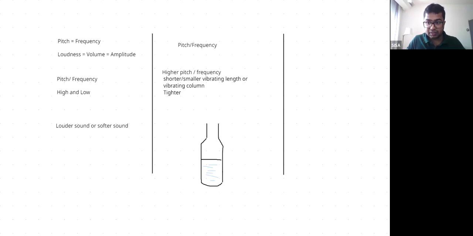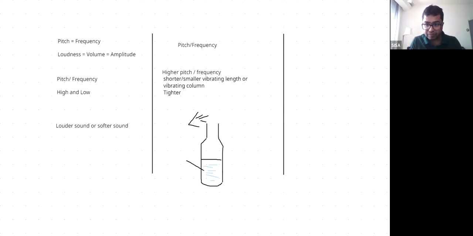So if you want to vibrate the water column, you have to tap it. If you tap the bottle, the water column will vibrate. If you blow over the bottle, the air column will vibrate. Remember that. Blowing vibrates the air column. Tapping vibrates the water column.